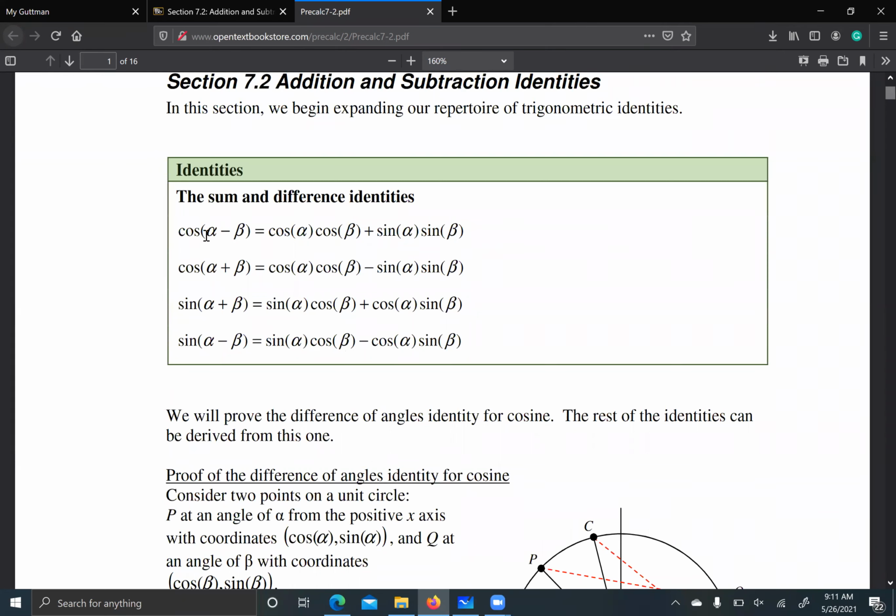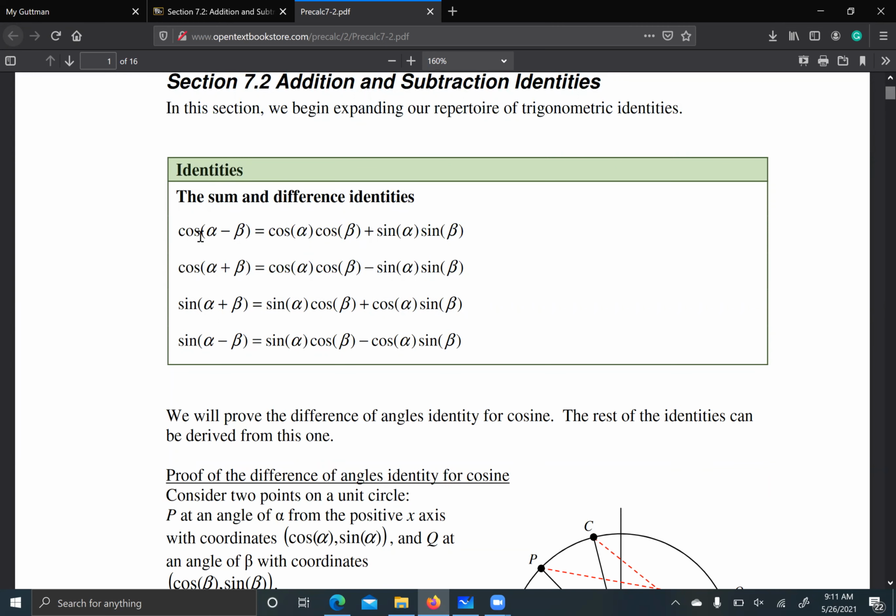As you can see here, we have, for example, cosine of the difference of two angles. Your textbook named them alpha and beta. So suppose you have a cosine of the difference between two angles, or cosine of the summation of two angles, or sine of the sum and difference of angles. There are formulas that you can use to expand them.